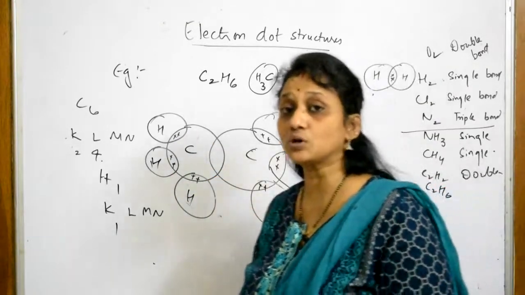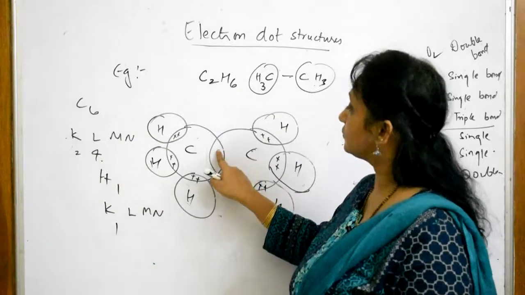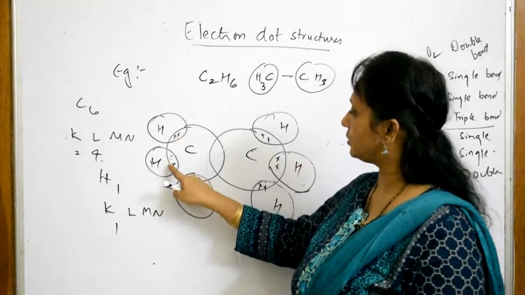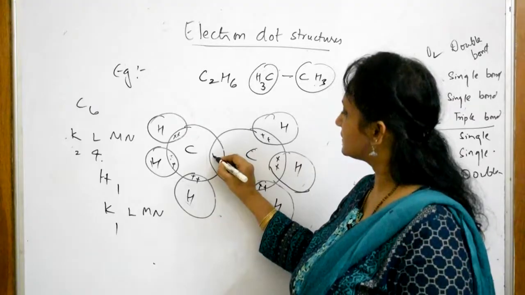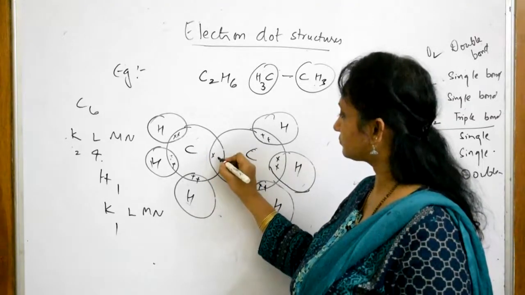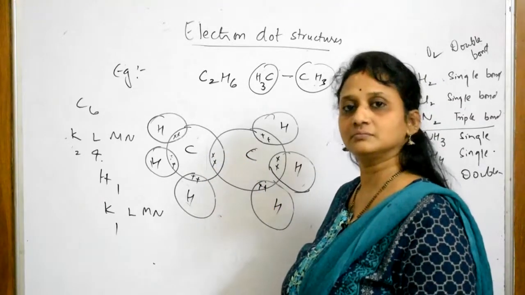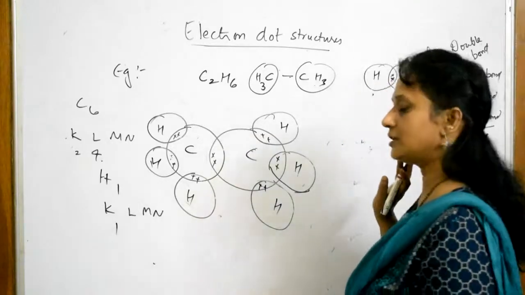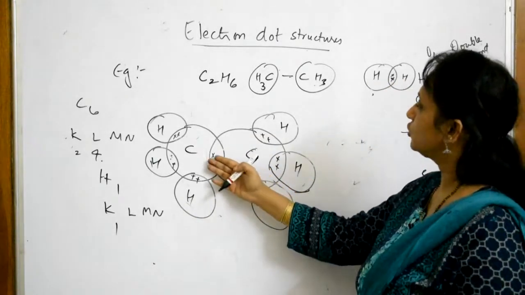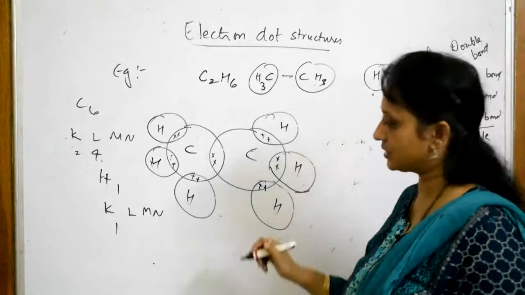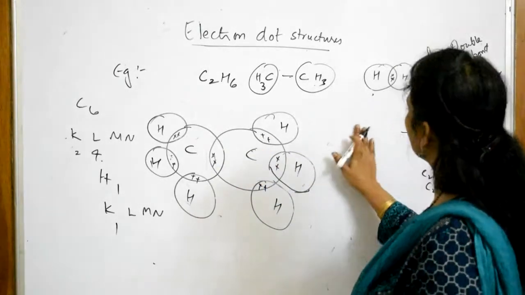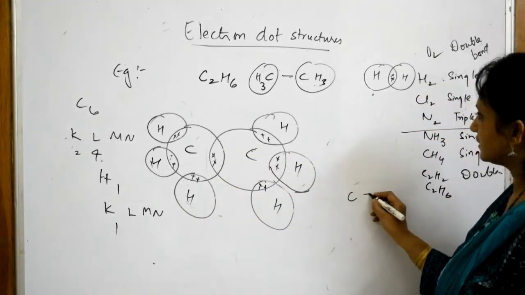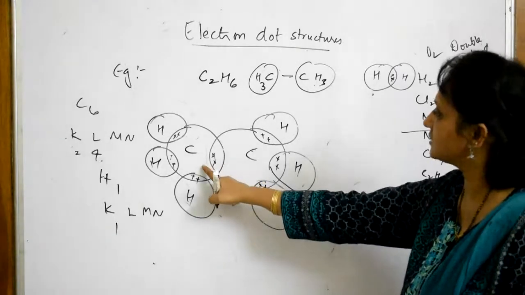Now I have to count total number of electrons. Here also I need to write. Now count 1, 2, 3, 4, 5, 6, 7, 8. Vertically I have written, correct? Right. Now let us count for this. 2, 4, 6, 8. Perfect. What is the type of bond? Single bond. Or how will I write? C, single bond, C.